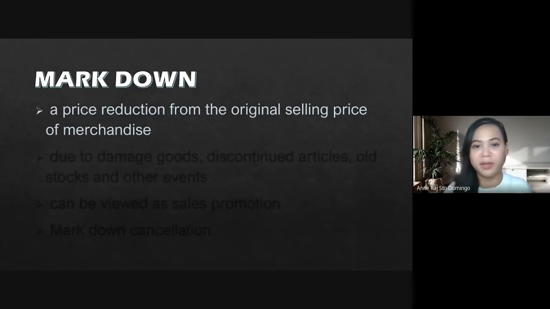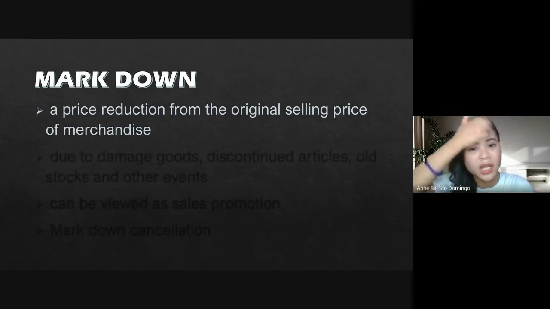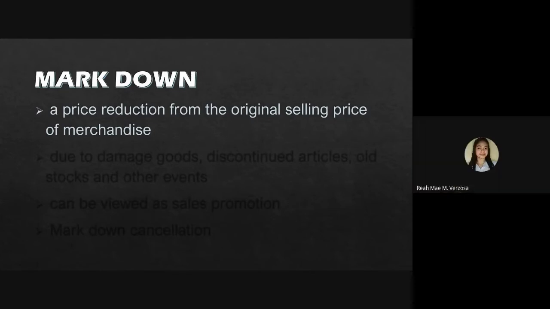Aside sa, syempre, di ba? Normally, di ba, it's for marketing. So, yung 5-5, yan, papalapit na naman. So, magkakaroon na naman ng mga markdown, yung may mga sale. So, other than that, ano yung sa tingin nyo yung mga reason why there is a markdown? Yes? Kapag po old stocks na po yung mga products, nagde-discount din po sila.